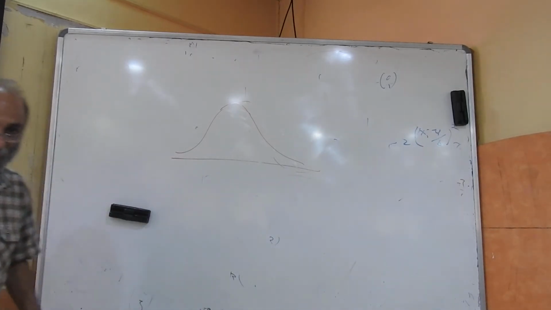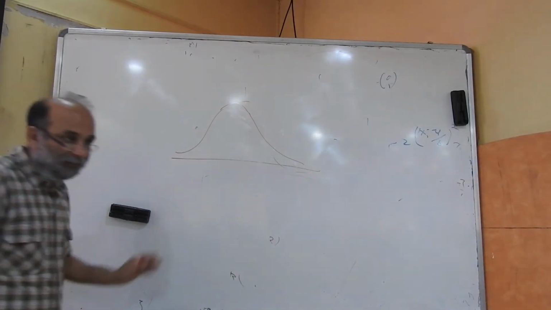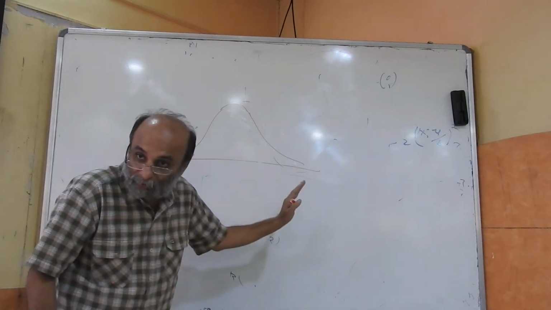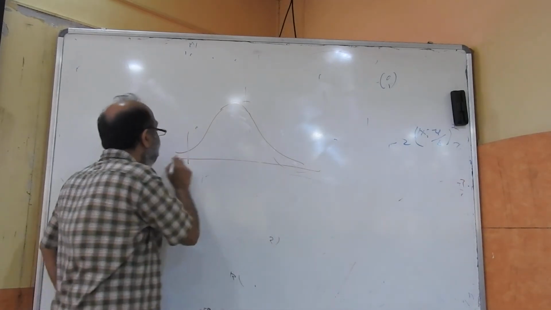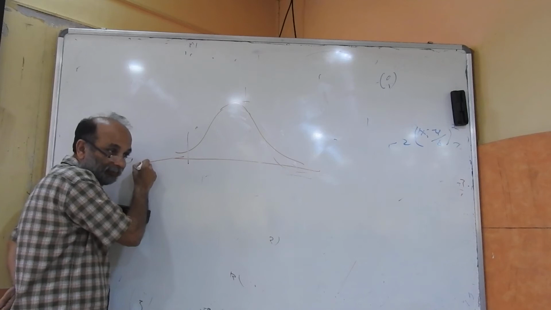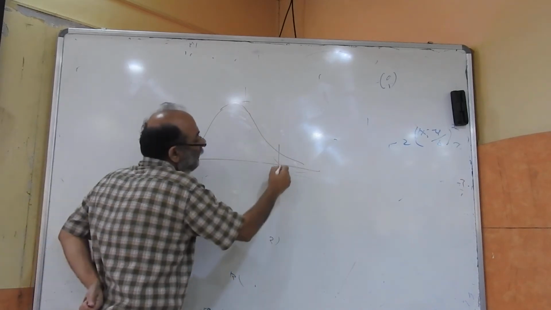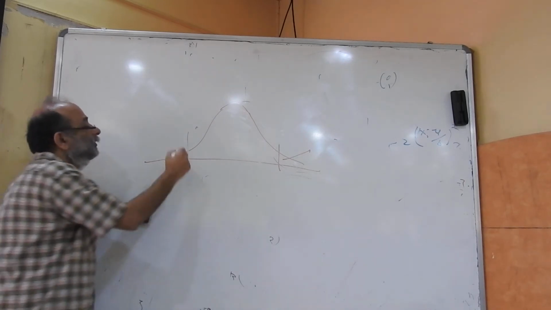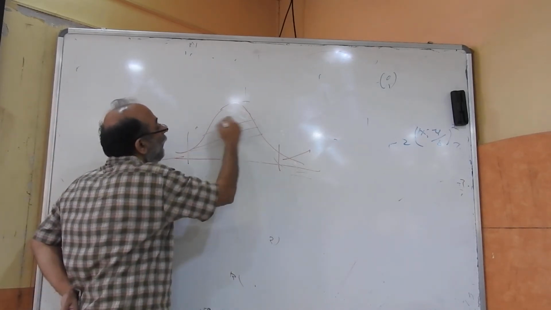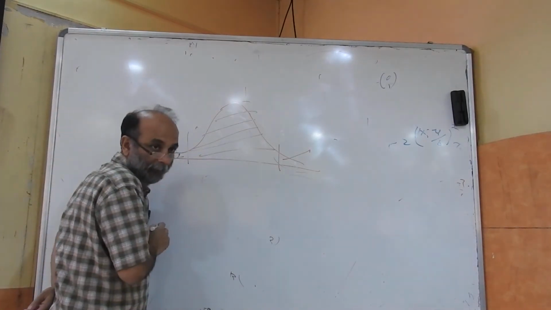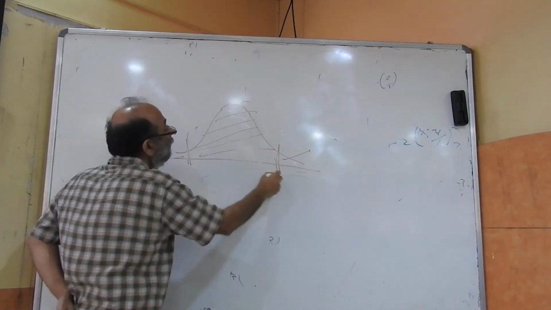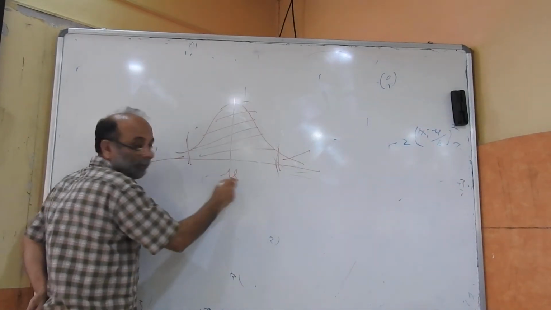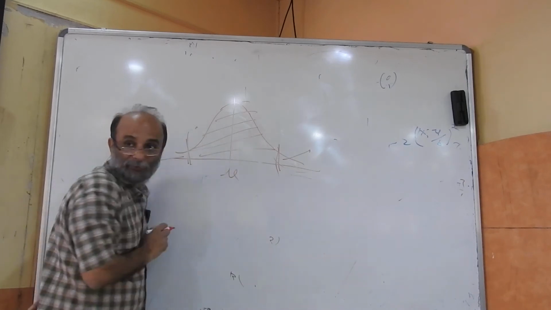So, if you wanted to find two boundaries such that 5% of the distribution is to the left of this line, and 5% of the distribution is to the right of this line, so that 90% of the distribution is between these two lines, right? These two lines would depend upon the mean and the variance.